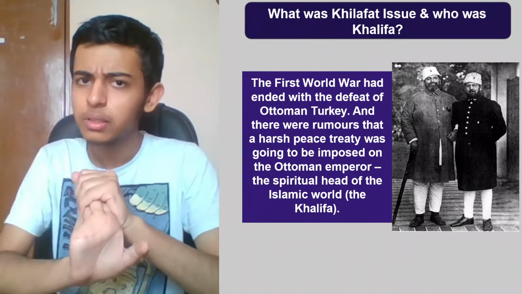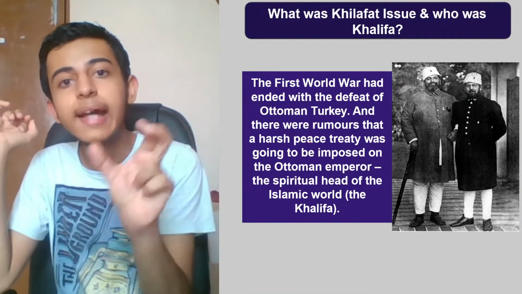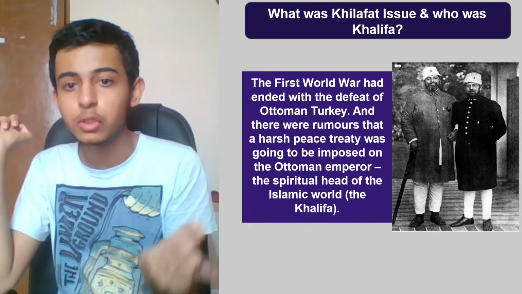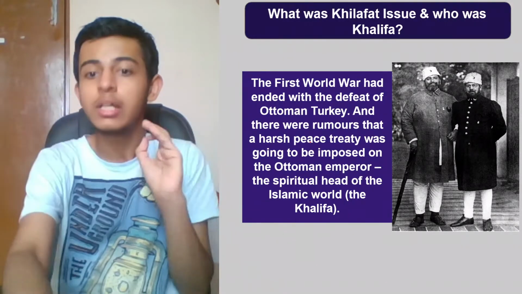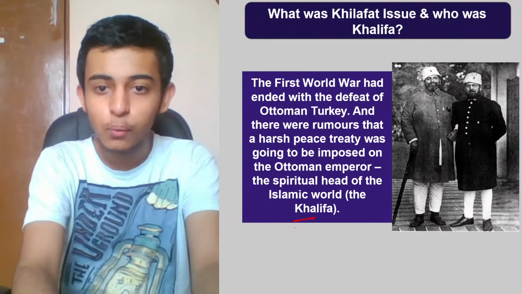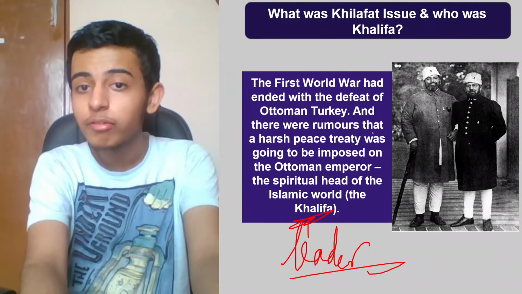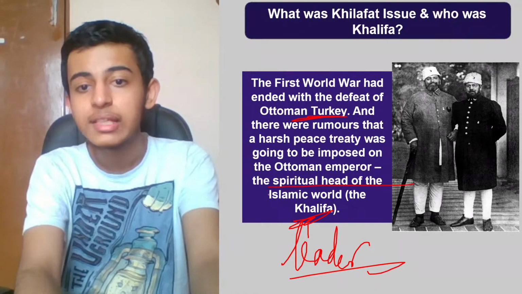Now, the Khilafat issue and Khalifa. The First World War had ended with the defeat of Ottoman Turkey. So the country Turkey was defeated in that. And there were rumors that a harsh peace treaty was going to be imposed on the Ottoman Empire, the spiritual head of the Islamic world, or the Khalifa. Khalifa is basically the Urdu word for, you can say, leader. So the leader of Ottoman Turkey, the spiritual head of the Islamic world.